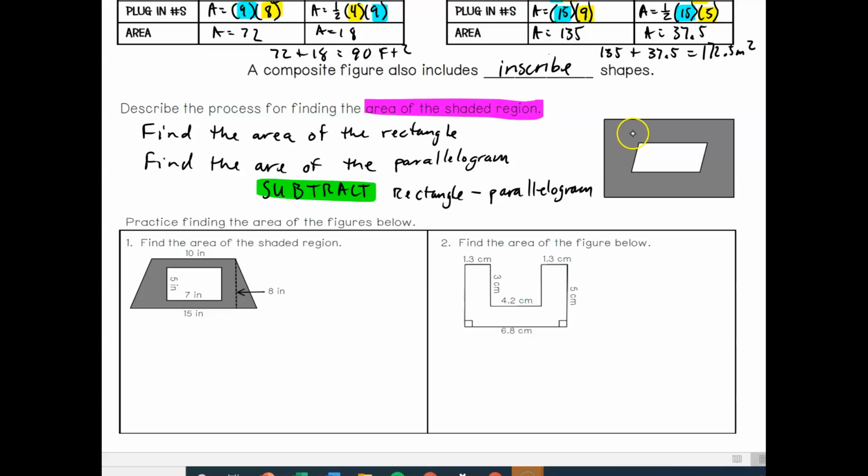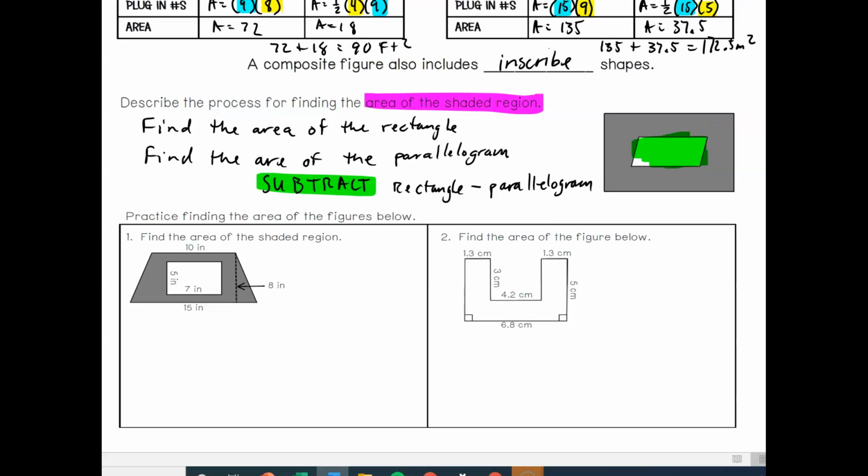If I wanted the area of the shaded region, I'd find the area of the rectangle, I'd then find the area of the parallelogram, and then I would subtract the area of the parallelogram from the area of the rectangle. It's almost like taking scissors and cutting out a hole in the middle and getting rid of that area of the parallelogram. So let's try this out here.